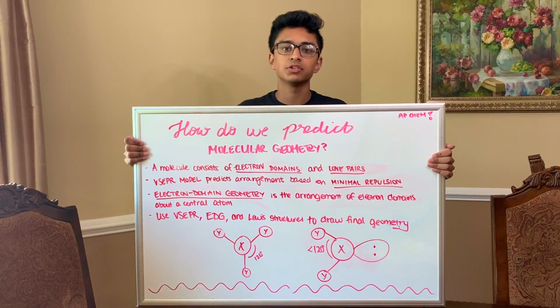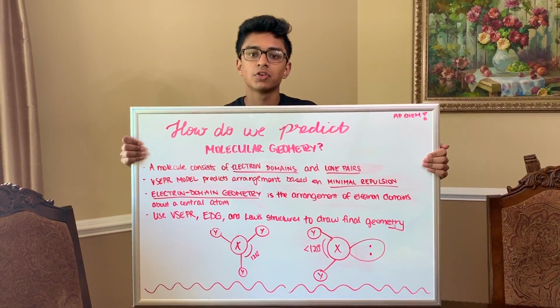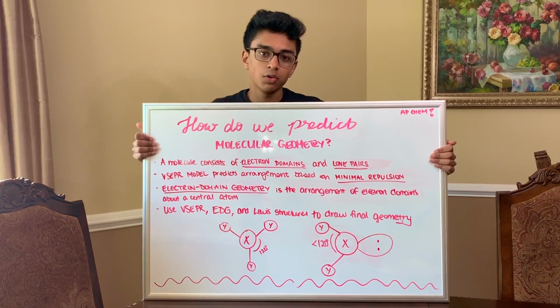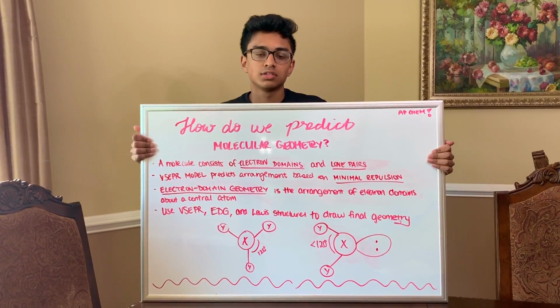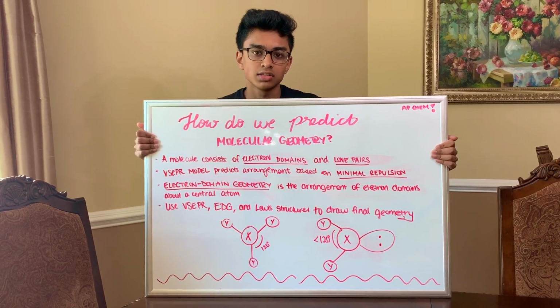A molecule has electron domains and lone pairs. An electron domain is when two atoms form a covalent bond with each other and have a bonding pair of electrons. A lone pair, on the other hand, is when there's a pair of electrons on an atom that doesn't bond with any other electrons.